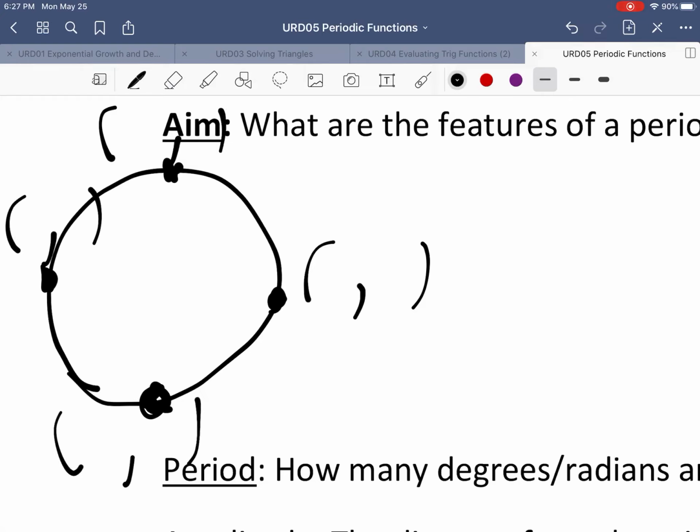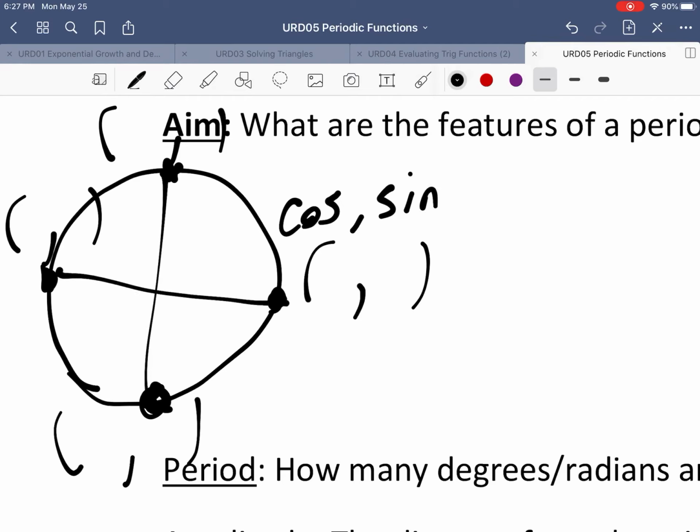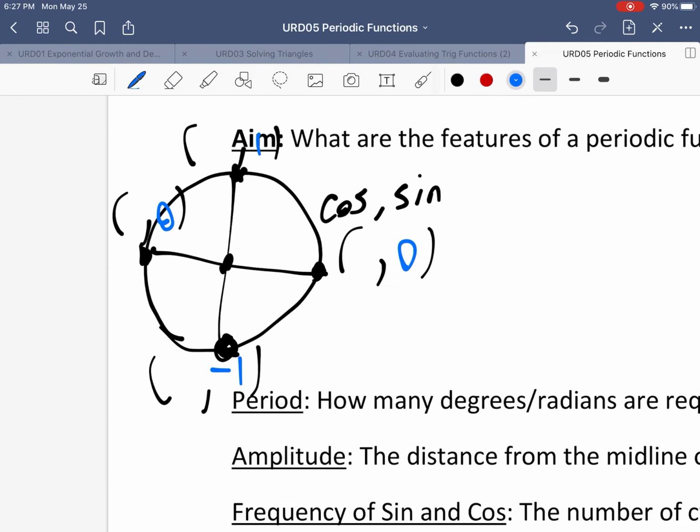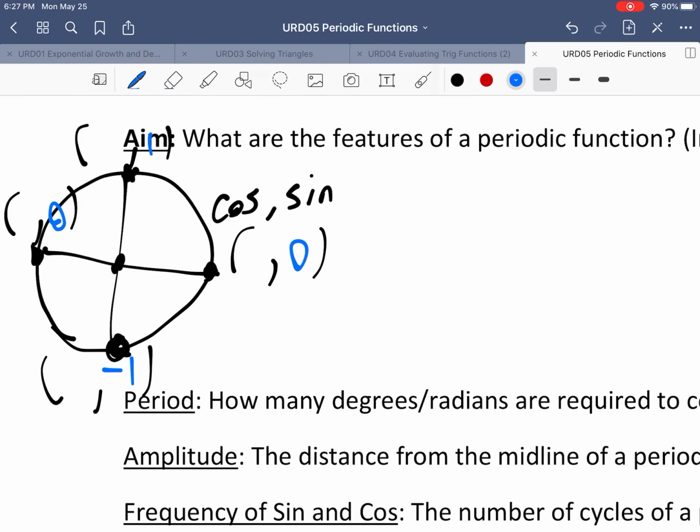Don't forget that the coordinates are cosine, comma, sine for all cases. This is the unit circle again, so the distance from the center to the edge is 1. If we consider sine first, we would get 0, then 1, then 0, then -1. Those are our values, and then we come back around to 0 again, which is 360. So this is for 0 degrees, 90 degrees, 180 degrees, and 270 degrees.